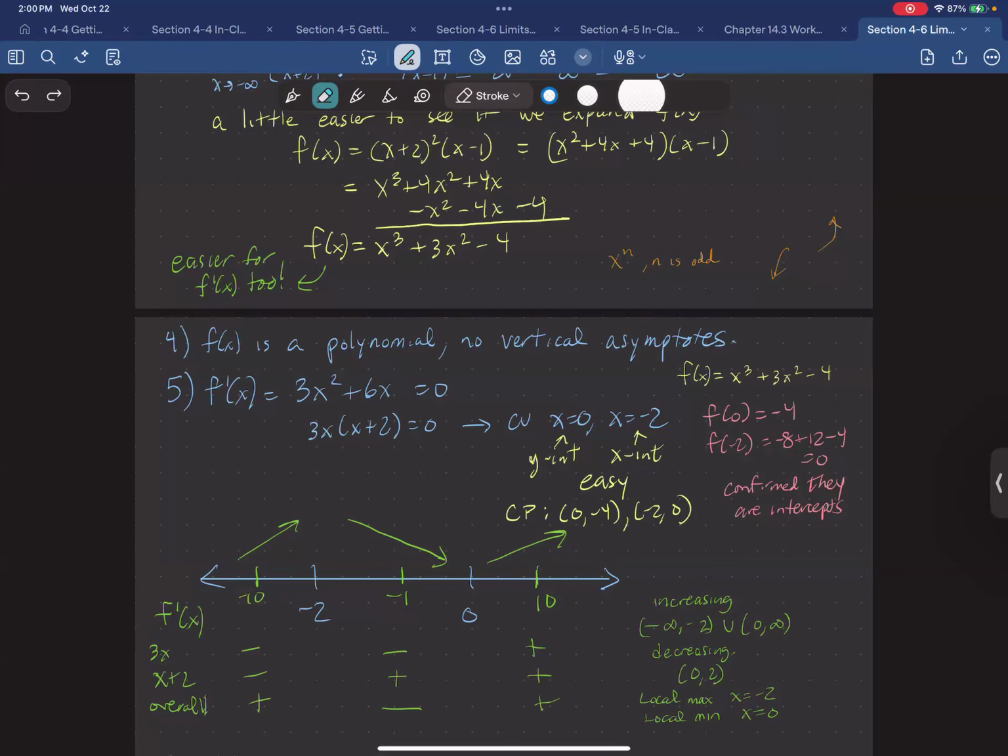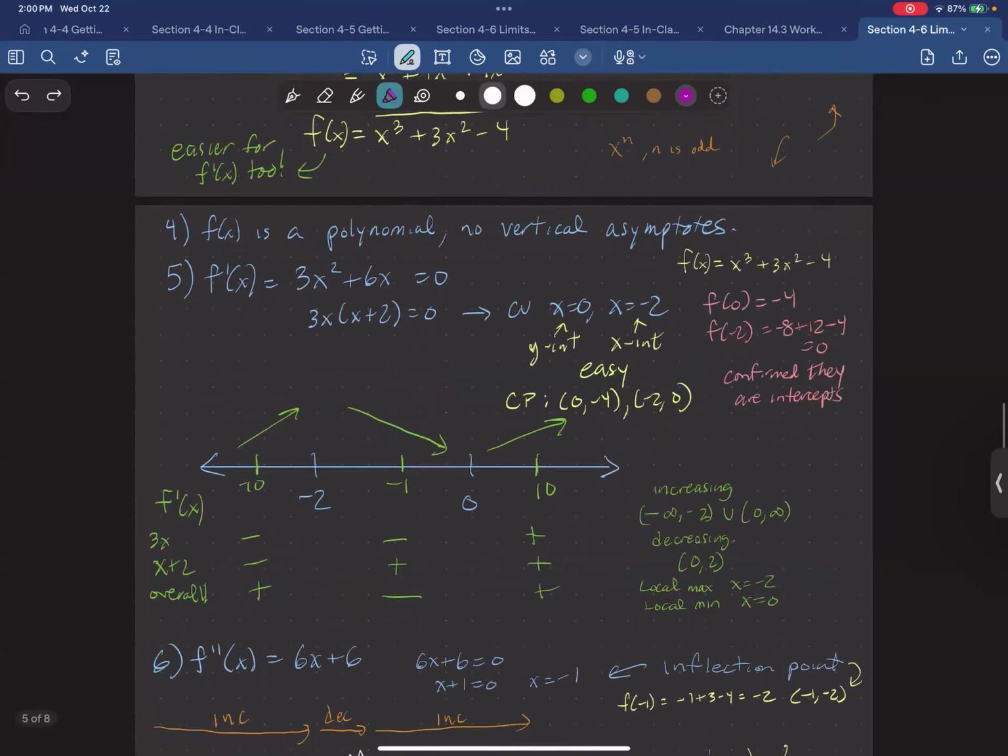We are doing the second derivative, so we're going to use that. Take the second derivative, we get 6x plus 6. We set it equal to 0. We get x equals negative 1. I actually plugged it in to find out the coordinate because that's an inflection point. And I wanted to have that spot on the graph plotted pretty well. So I put that in there.